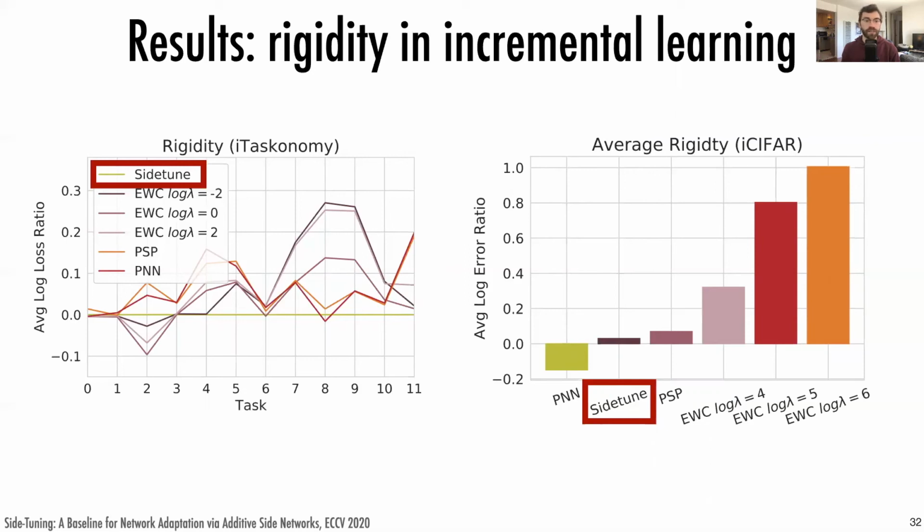For example, progressive neural networks, which are basically side tuning, but with a bunch of additional connections between the base and the side networks, work well on ICIFAR where all the tasks are quite similar, 5-way classification on CIFAR. On the more diverse tasks in iTaskonomy, it becomes difficult to tell which of these connections should be used and which should not, making the learning problem harder and slowing down training on later tasks.